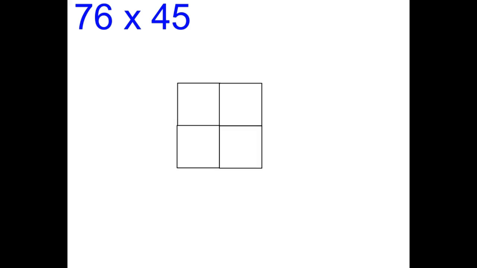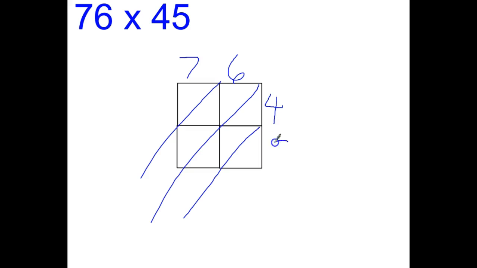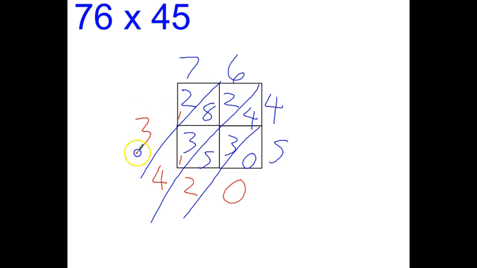Here's one for you to try out. Get your diagonals in there first. 76 times 45. 7 times 4 is 28. 6 times 4 is 24. 5 times 7, 35. 6 times 5, 30. And just start adding. I got 0. 4, 7, 12. Carry my 1. 10, 13, 14. Carry my 1. 2, 3. 3,420.